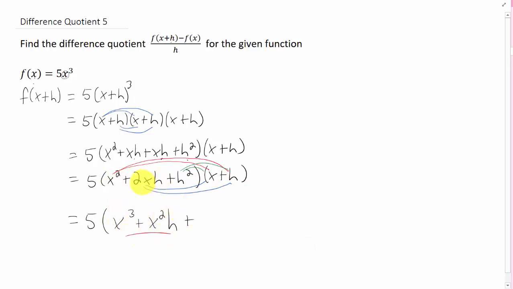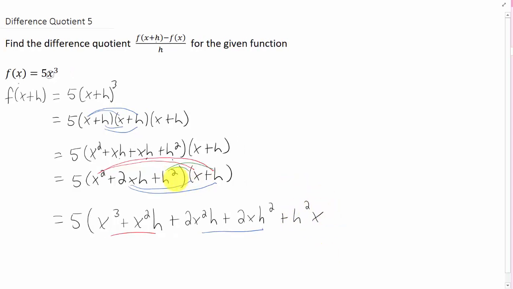Now let's look at the blue terms. We're going to multiply the 2xh times x to get 2x squared h, and we're going to multiply the 2xh times h to get 2xh squared. Now we're going to multiply the h squared times the x to get h squared x, and this h squared by this h to get h cubed. Those were the terms I labeled in green.